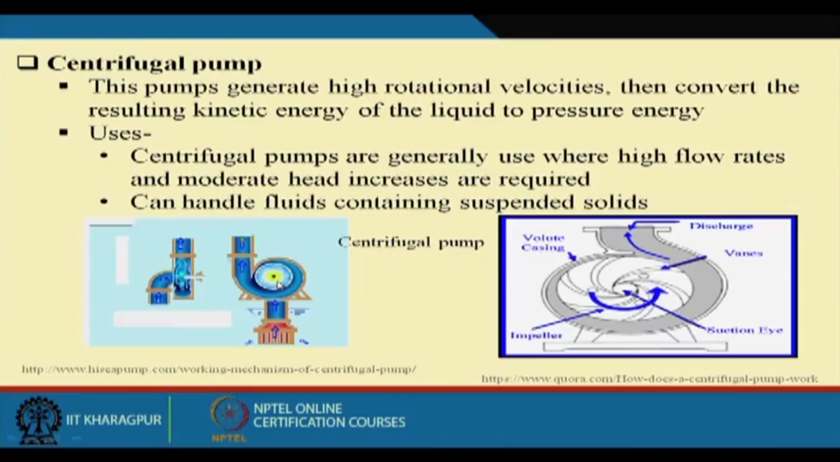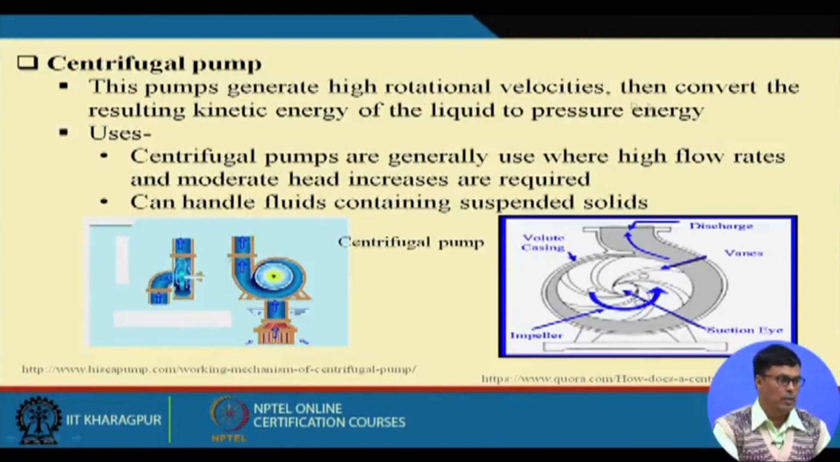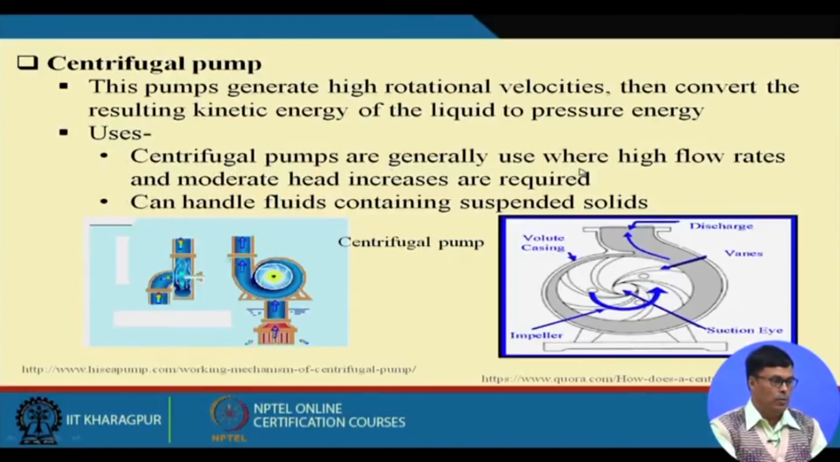This is largely used. So I shall show you the operation of the centrifugal pump. You can see how the liquid is pumped, it drags the liquid out and it goes like this. The pump generates a high rotational velocity that converts the resulting kinetic energy of the liquid to pressure energy. The centrifugal pump is generally used where high flow rates or moderate head increases are required, and it can handle fluid containing suspended solids. This is how it looks.